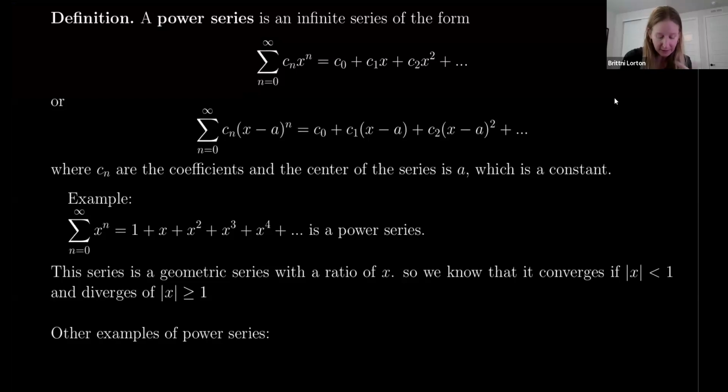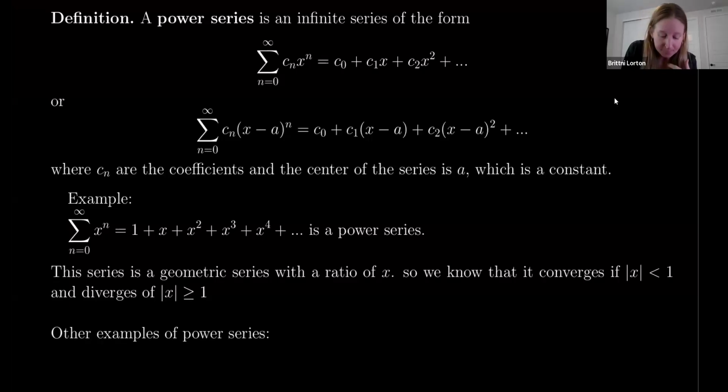So an example was that the sum from n equals 0 to infinity of just x to the n. In this case, all of my coefficients are 1. So in this case, I just have 1 plus x plus x squared plus x cubed plus x to the 4th plus x to the 5th plus x to the 6th forever. It is an infinite series that is called a power series. This particular example that I have here is a geometric series with a ratio, instead of r, it's now x.